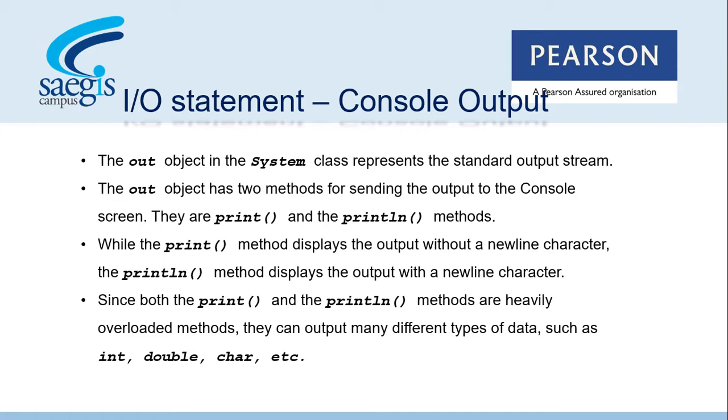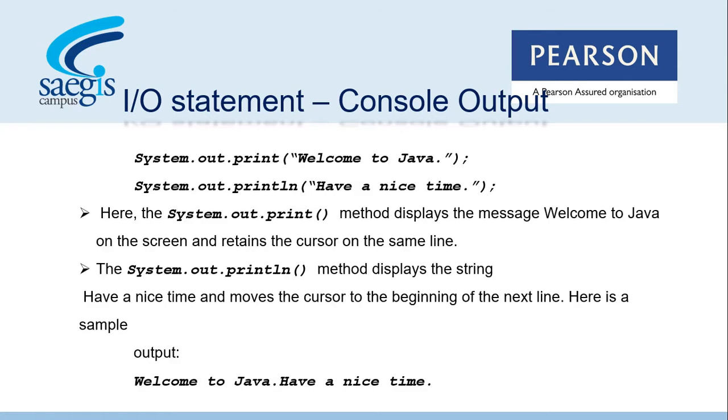But when we use the println method, what happens? The cursor goes to a new line, and the next text the console is commanded to print will print on a new line. Also, the print and println methods are overloaded methods, so they can output many different types of data such as integer, double, char, string, and so on. For example, we'll run this program.